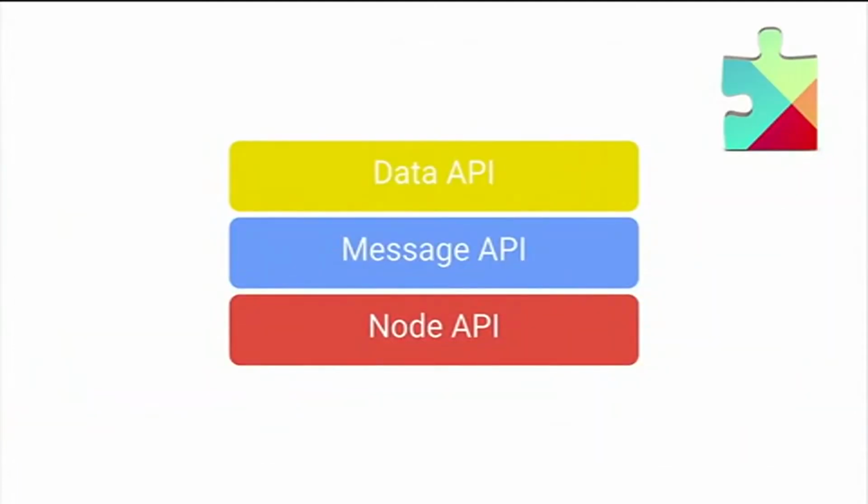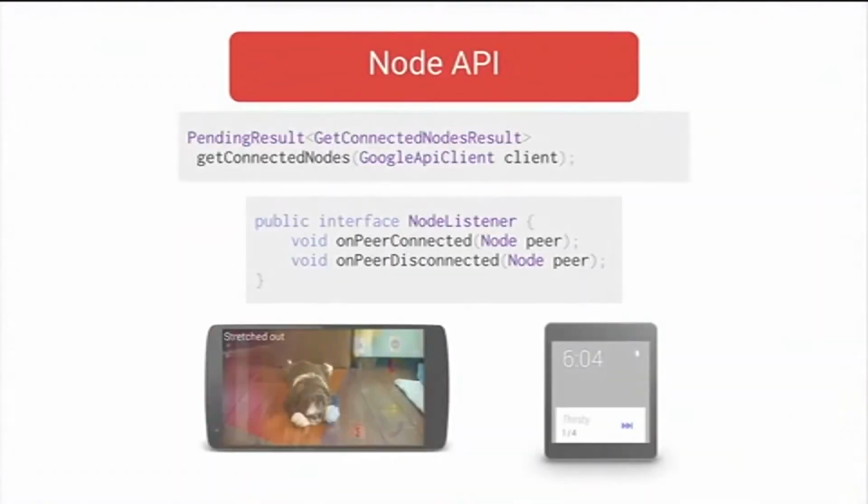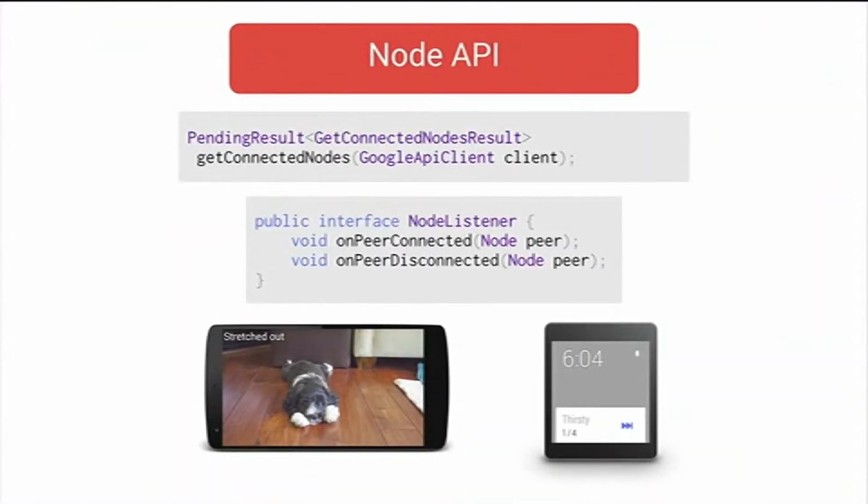So the wearable services consist of three APIs: a data API, a message API, and a node API. These are both callable from either side, so from the wearable or from the phone. And all of your data is private to your application across the link. So if we dig into here first and look at the node API, this is used for discovering when nodes come into and out of a connected state.